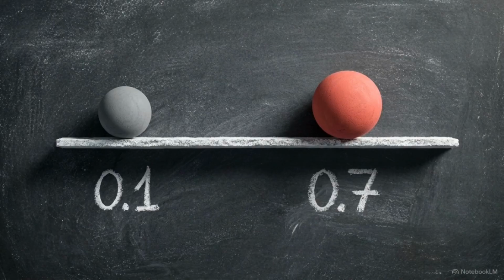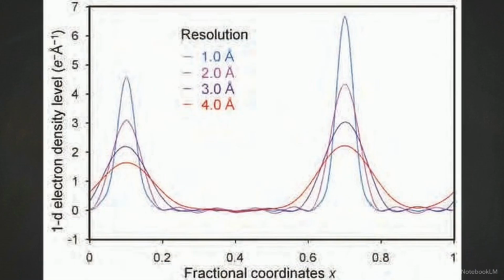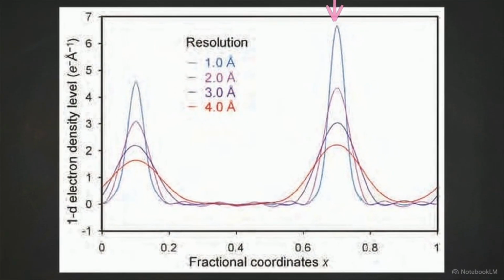Let's place a 6-electron carbon atom and an 8-electron oxygen atom at specific fractional coordinates. At low resolution, 4 angstrom data, we get this broad red distribution, lacking the high-frequency waves to construct a sharp peak. Feeding 3 and 2 angstrom data, the peaks rise and tighten. At 1 angstrom, they converge sharply, correctly reflecting the carbon and oxygen electron counts.